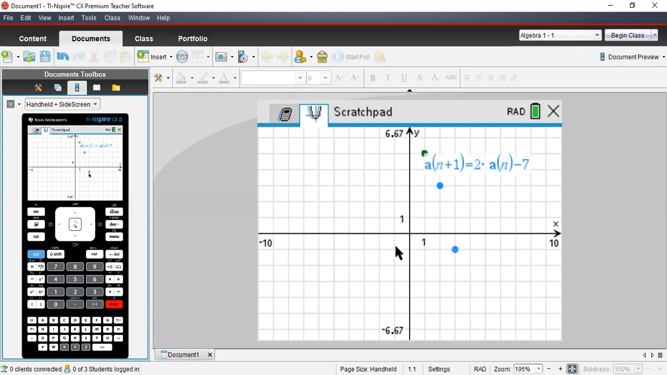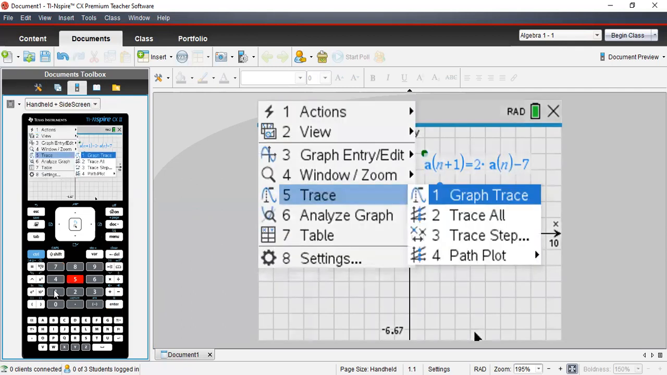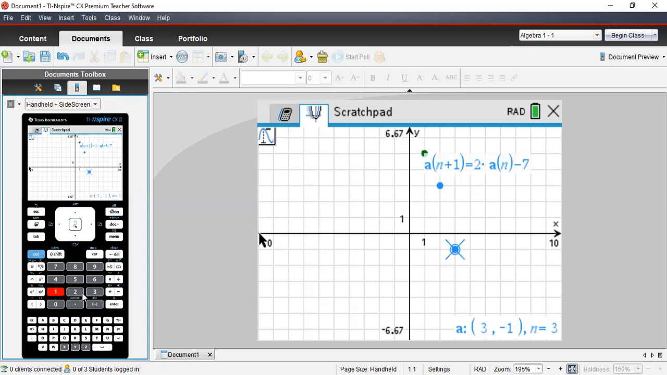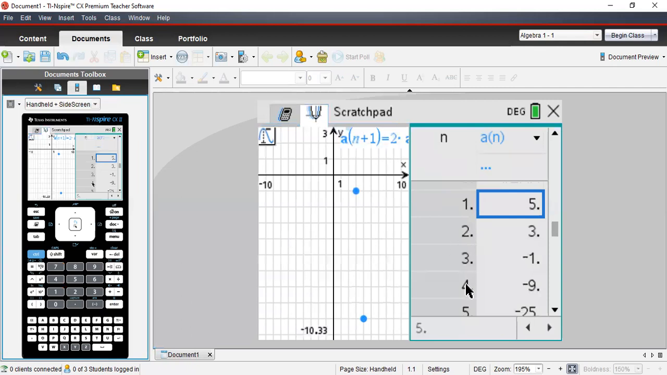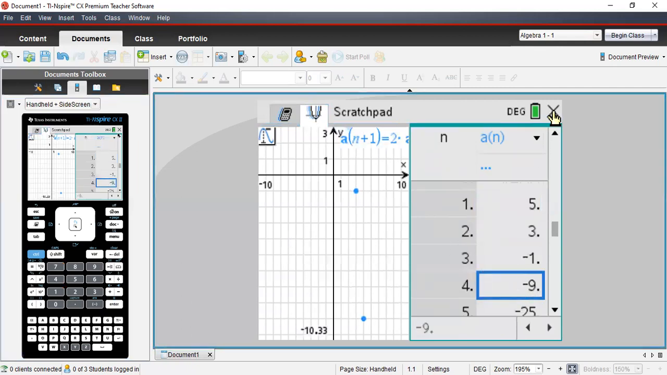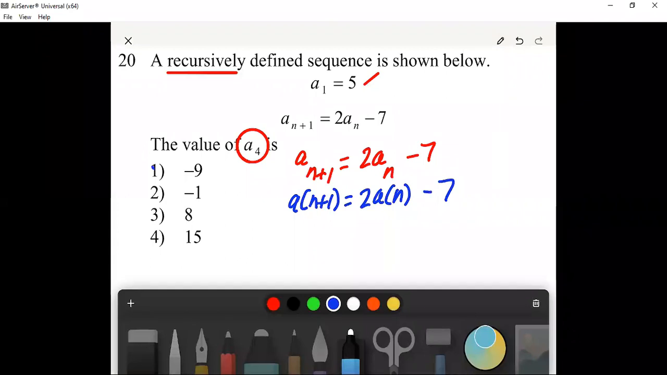Now, it gives us some dots. That's fine. We want to find the fourth term. So you can use menu 4 5 1. And if you type in 4 for the fourth term, press enter, it says it's a -9. Or you can use Control T for the table, and you can see that the fourth term is also a -9. So that's it. So you would go back over here, and you would say the answer is -9.